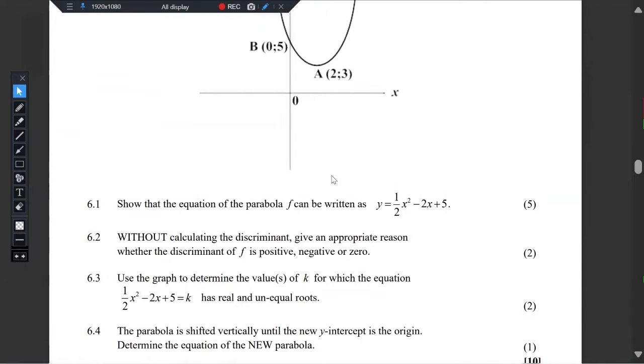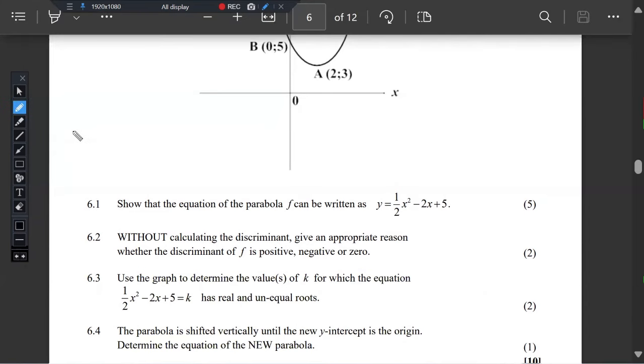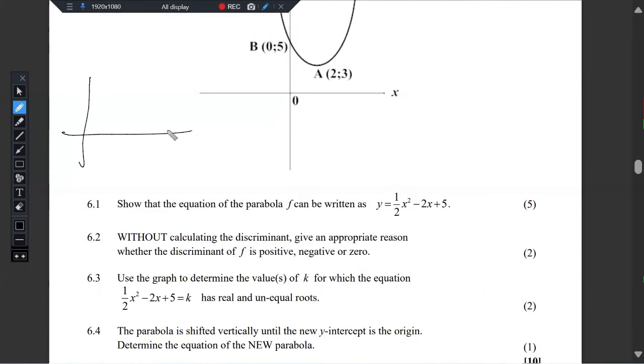Right. Then looking at this graph, so if we go back, remember we are revising. If we go back, if you have this, what does it tell you about your discriminant? Your discriminant is greater than 0. You have real but unequal roots.